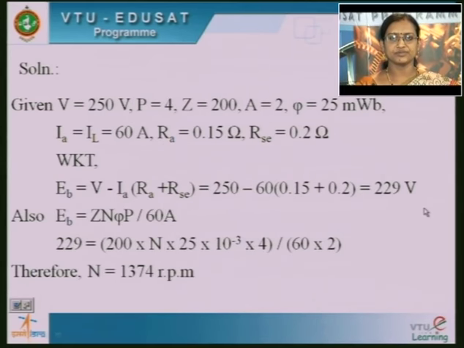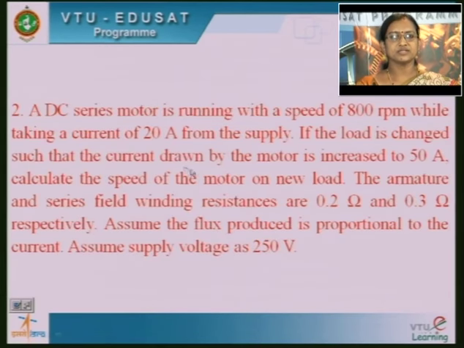Substitute the value of this back EMF in this equation, get the value of the speed of the armature or motor, that is what we are getting is 1374 RPM. This is how you have to perform. So next, you consider one more example of DC series motor.